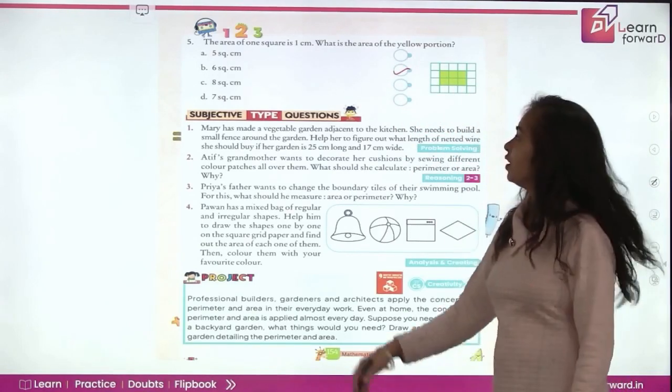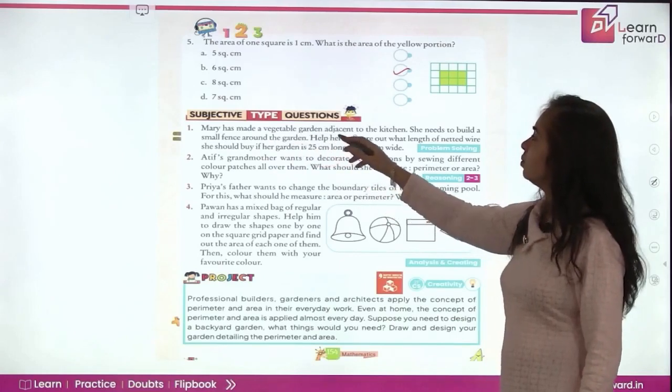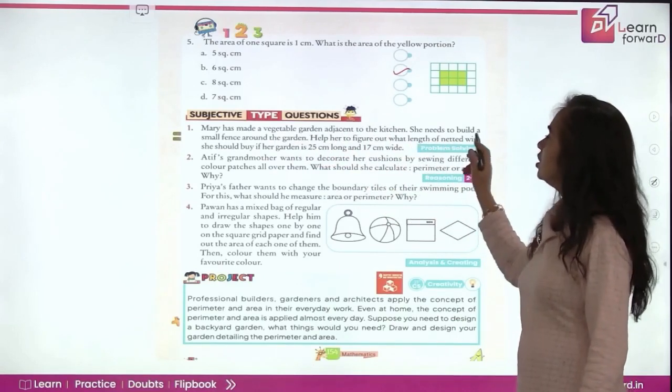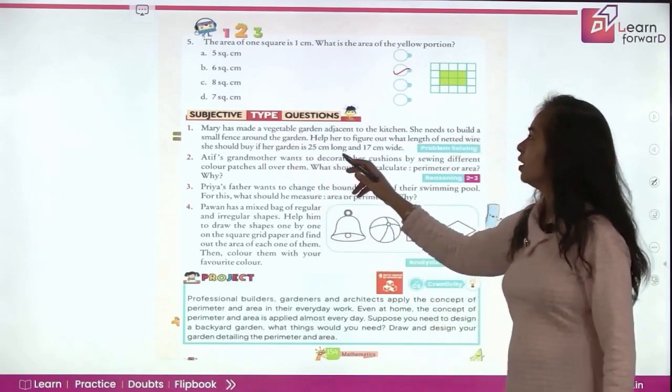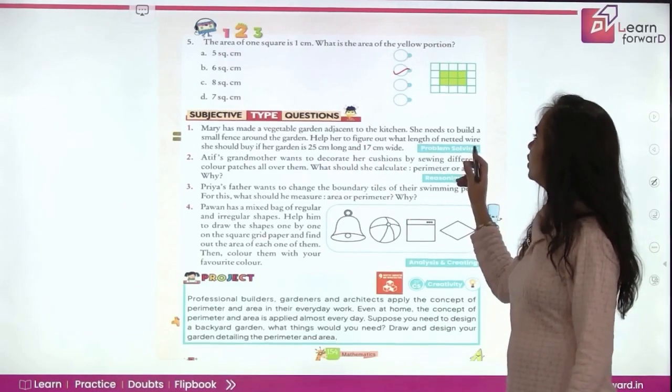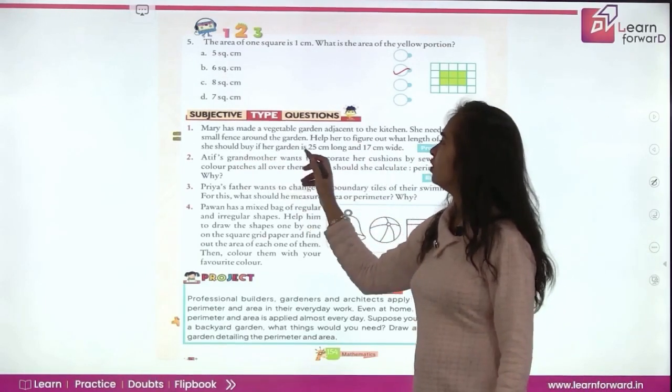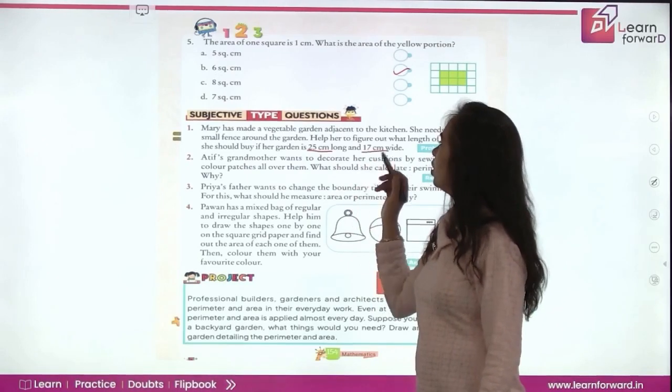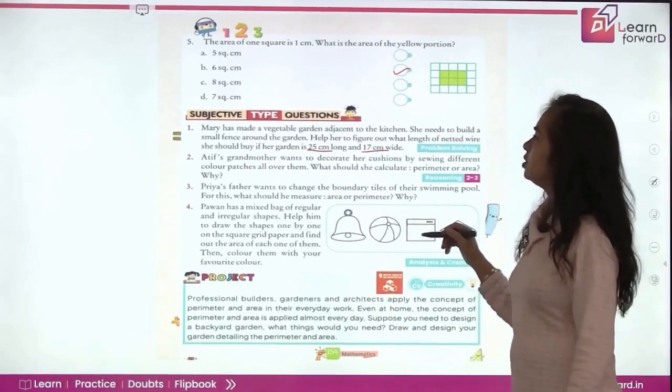Now, subjective type questions for you. Mary has made a vegetable garden adjacent to the kitchen. She needs to build a small fence around the garden. Help her to figure out what length of netted wire she should buy if the garden is 25 centimeters long and 17 centimeters wide.